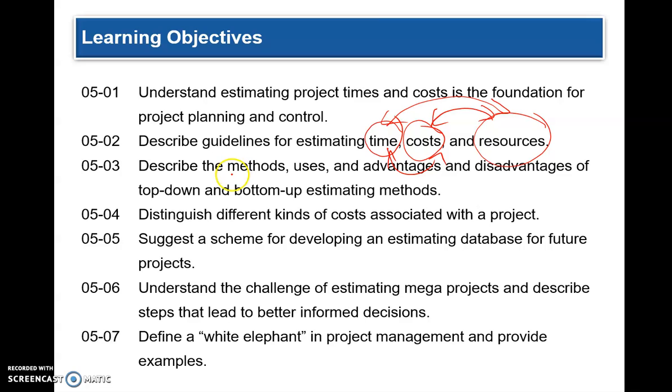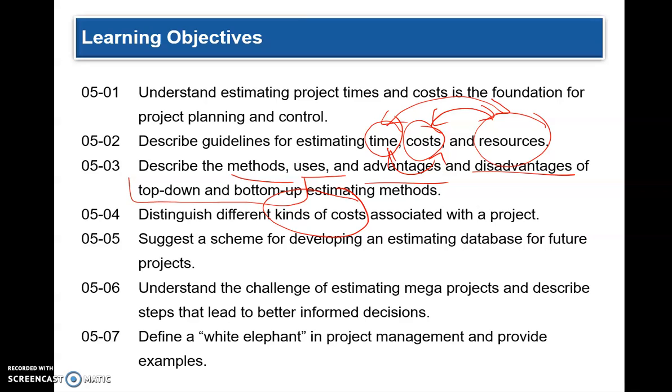The methods, uses, and advantages and disadvantages of two different estimating methods will be discussed in this chapter. One estimating method is the top-down estimating method. The other one is the bottom-up estimating method. We are going to also look at different kinds of costs associated with a project. And we will look at how you develop an estimating database for future projects.